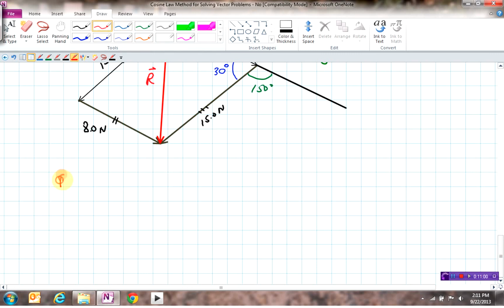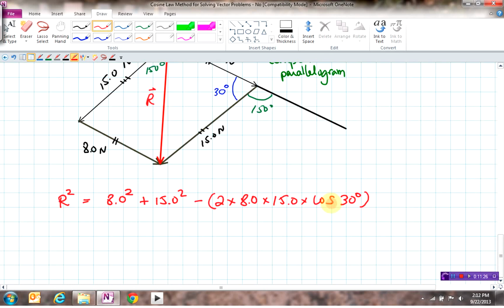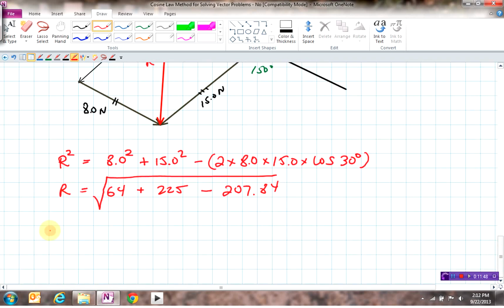So vector r squared should equal vector 8 squared, remember, which is this one, plus 15.0 squared minus 2 times 8 times 15 times cosine of 30 degrees, right in there. Okay, now this is going to be a positive. Actually, you're going to subtract this out. So vector r will equal the square root of 64 plus 225 minus 207.84, because you want r, not r squared. And that means that if you do the arithmetic, r should be the square root of 81.16, which is in fact equal to 9.0 newtons.